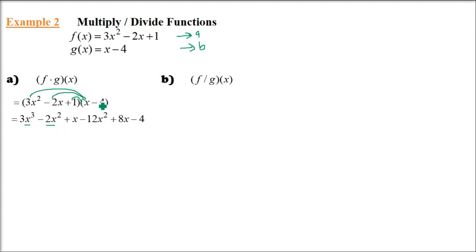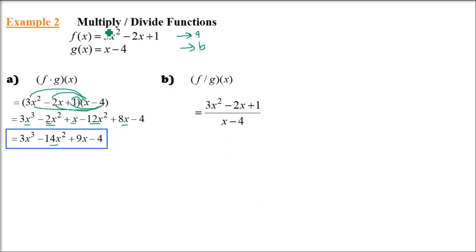Then once it is done, multiply everything with negative 4. So 3x² minus 4 multiplication is minus 12x². Minus 2x into minus 4 is 8x. And then 1 into negative 4 is negative 4. Now the similar terms, you just add them or subtract them, whichever is possible. So 3x³ will remain like this, minus 2x² minus 12x² will be minus 14x², x and 8x will be 9x, and negative 4 will remain there.